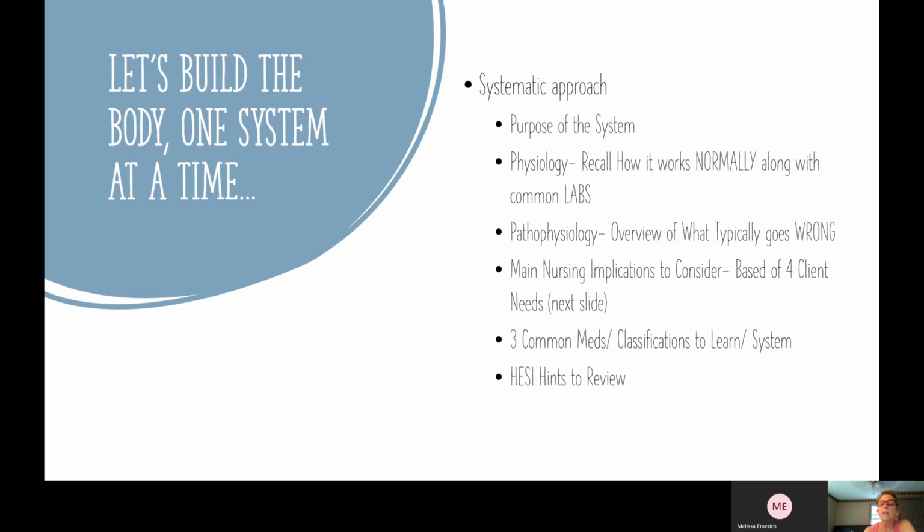We're going to talk about the purpose of our system, and this is the nervous system, of course, how it works normally. We'll talk about a couple common labs, a little bit about pathophysiology, what happens when it goes wrong. And as I understand, you're going to be covering neuro and dementia and some of those issues, which you'll definitely be able to talk about, what's going wrong in that case.